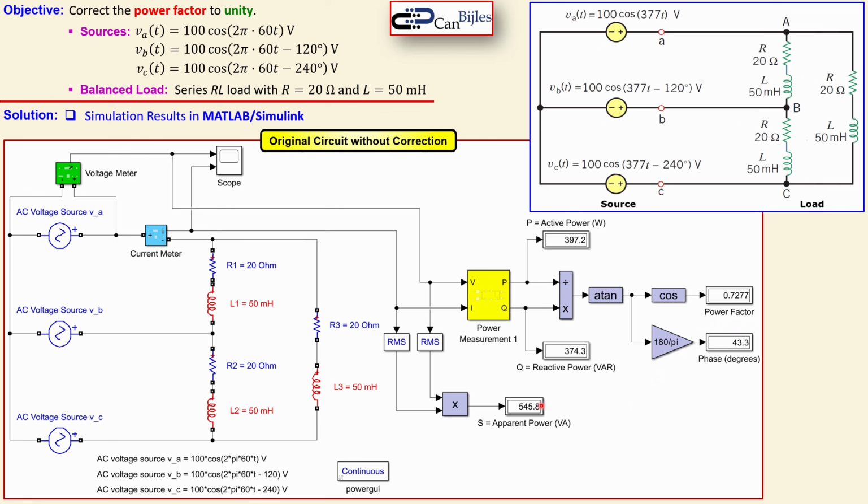One important note about the apparent power calculations in Simulink, how to determine that, is using an RMS block here and then multiply that. So if you multiply the amplitudes, you don't get the correct result.